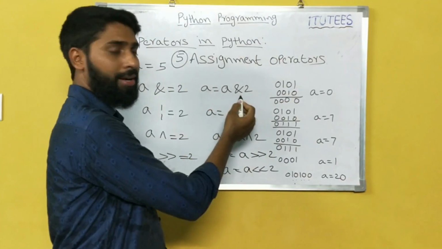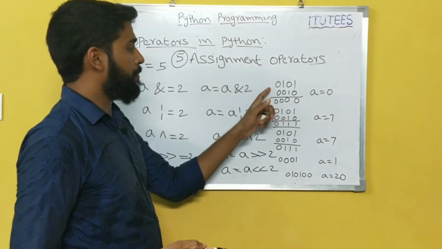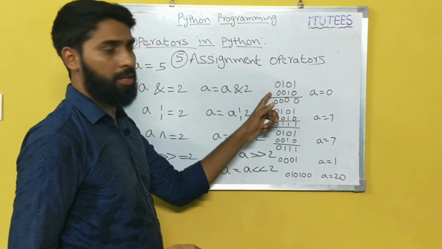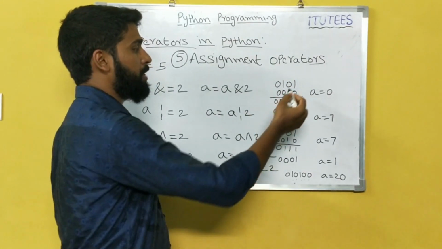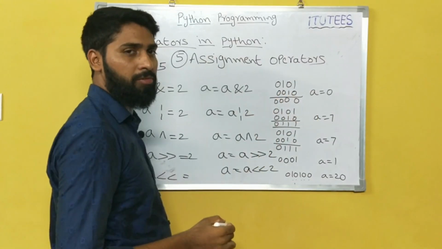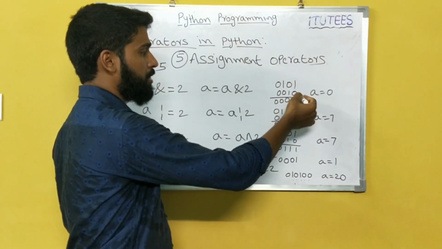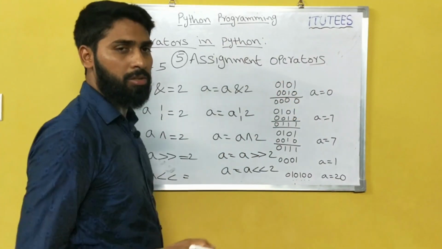A equals A AND 2. That means A is a binary number, 2 is a binary number, and you apply the AND operator. AND operator means if both bits are 1, then the result bit is 1. So this is 1, this is 0, result 0, 0, 1, 0, 1, 0, 0, 0, 0, 0.